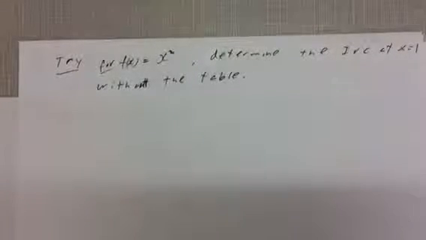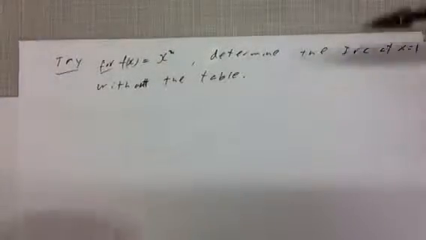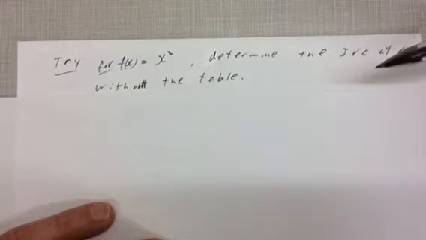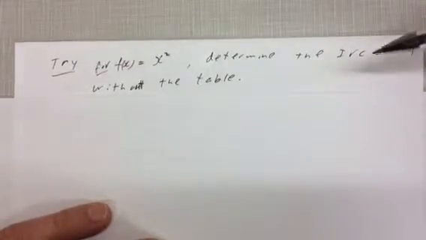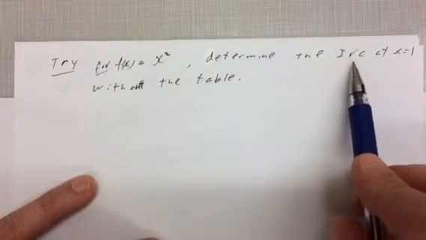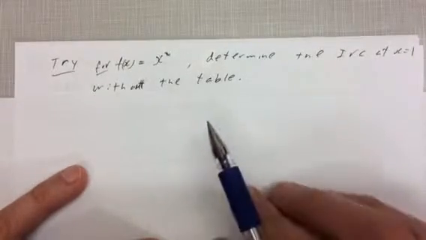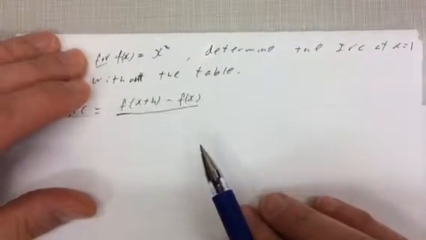Okay, so here's where we're going to try and find the instantaneous rate of change using the formula, but without a table. We're going to try and use some algebra here to solve this. So let's try it for the function f of x equals x squared and determine the instantaneous rate of change at x equal to 1, so without a table.